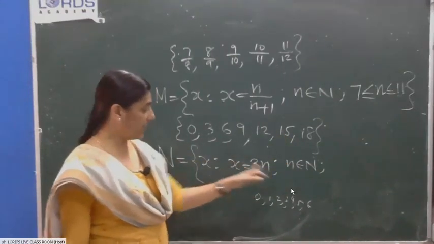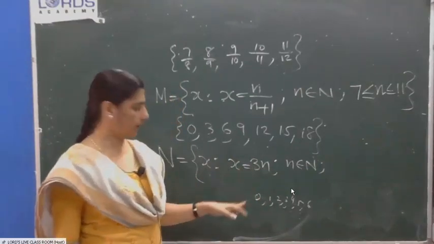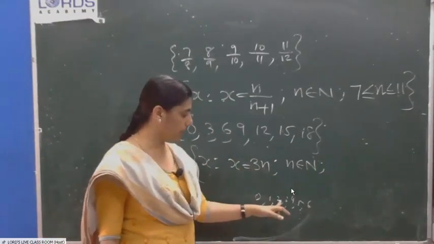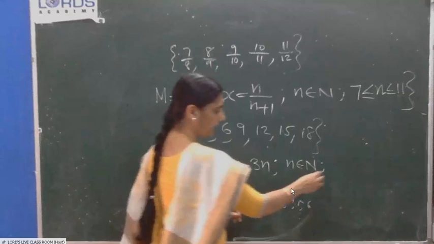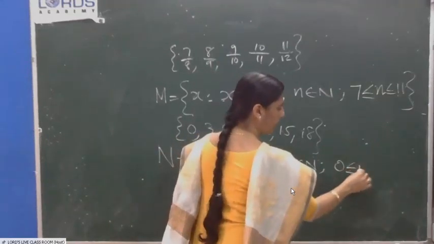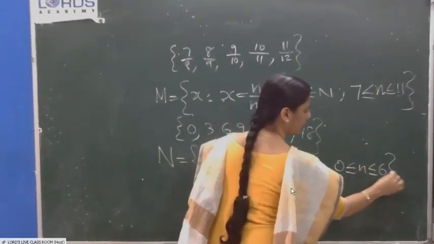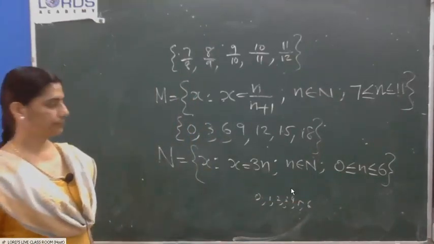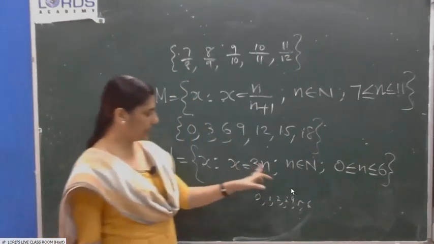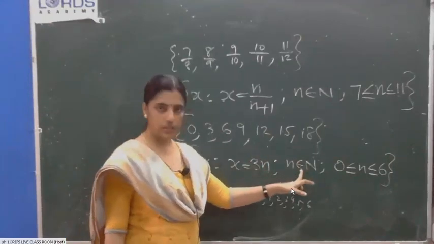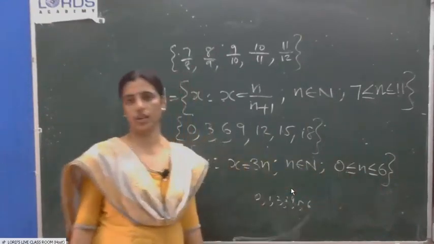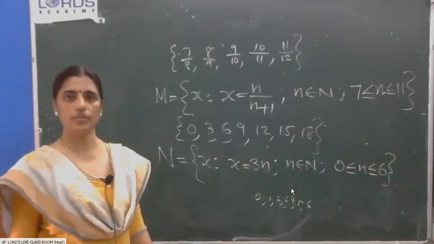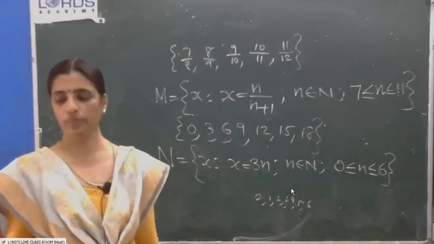Got it? So n value not 3, 6, 9. N which all values: 0, 1, 2, 3, 4, 5, 6. That I had to write 0 less than or equal to n less than or equal to 6. 0 to 6 n values. After writing this, you will write n from which family and n's restriction. That is the rule. That is the formality. Hope that it is clear.